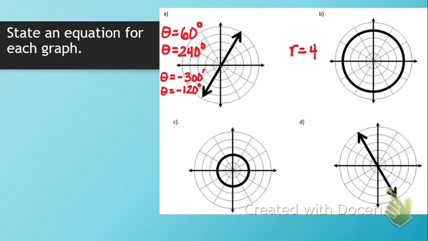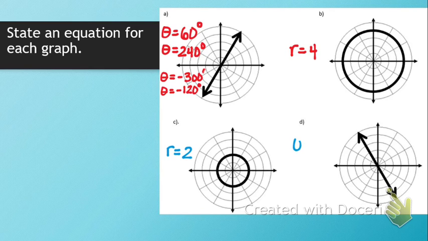So for C, the graph is the circle, so that's pretty simple. That's just r equals what? r equals 2. So that's simple enough. All right, so there's 4 different ways, actually more than 4. We're just naming 4 ways.